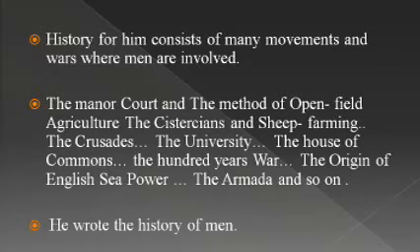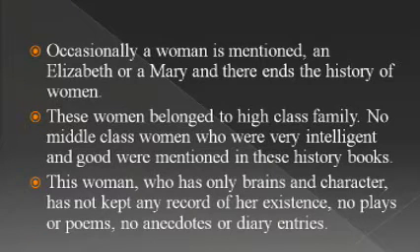So, Virginia Woolf starts to go through the history of England. Then she can see a lot of movements and wars. What was the speciality of these wars and movements? We can see that men are involved in all these movements and wars. We can think that Trevelyan wrote the history of men, not women. We can also call it gender discrimination because he gave importance to men. Occasionally, a woman is mentioned, an Elizabeth or a Mary, and there ends the history of women.